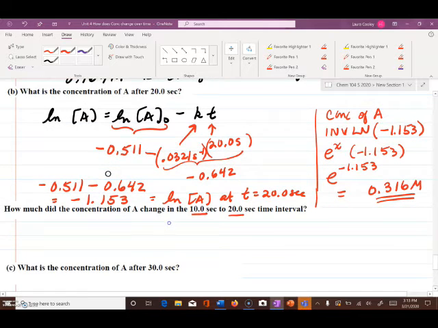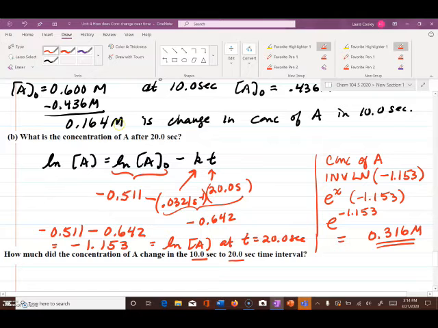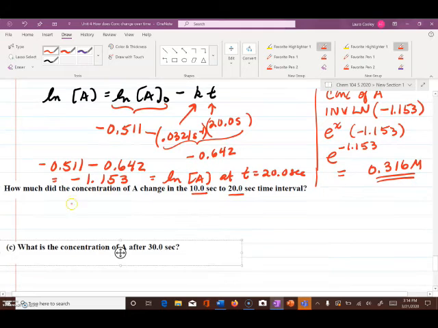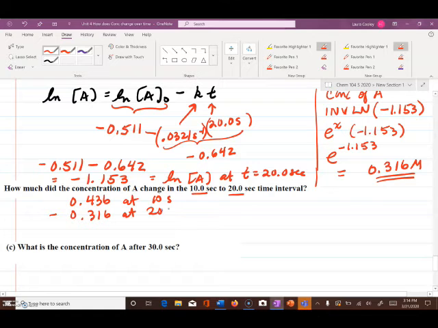Okay, and how did the concentration change from 10 to 20 seconds? If we go back and look at what we had after 10 seconds, it was 0.436. Oh, you know what? This shouldn't have a 0 here. That's absolutely wrong. Okay, so we had 0.436 at 10 seconds, and now here we have 0.316 at 20 seconds. If we take the difference there, we get 0.120 molar.